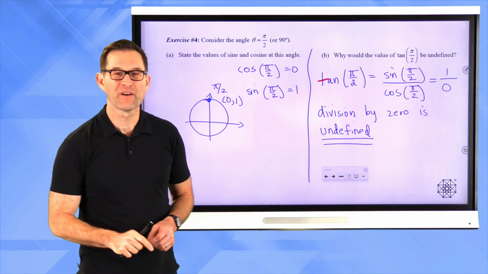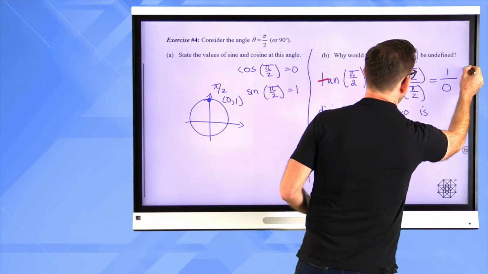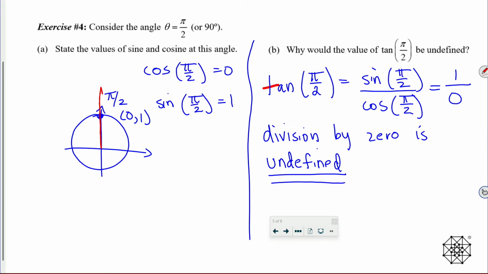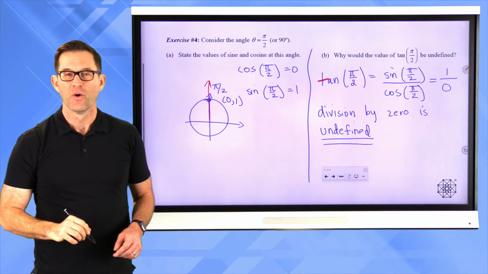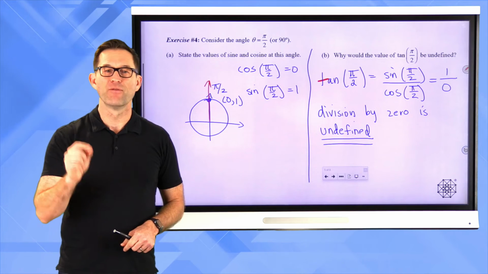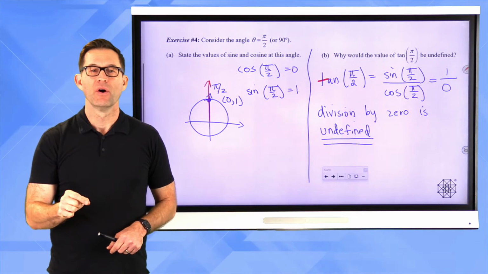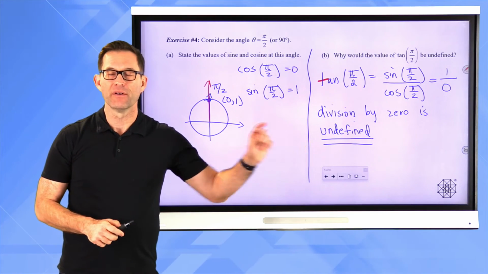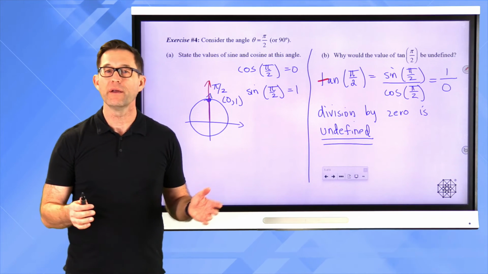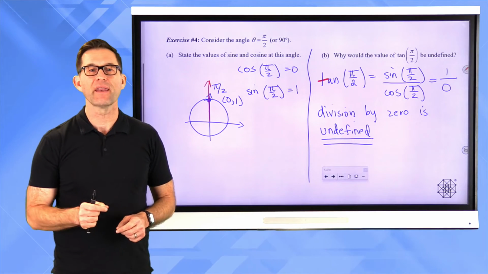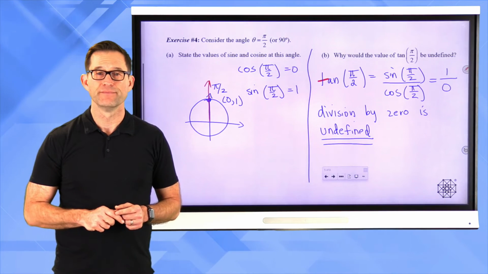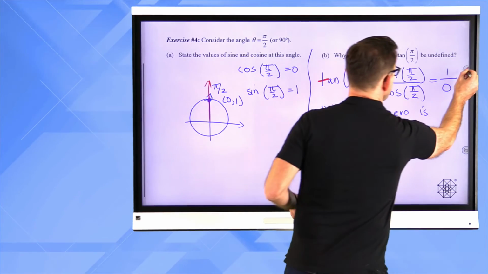Now, just one more time, at least one more time, right? If the tangent is truly the slope of the terminal ray, well, that's the terminal ray. It's a vertical line, and vertical lines have no slopes, or better yet, they have undefined slopes, right? And we saw that in geometry. You may have even talked about it in Algebra 1. But here, again, we see that connection between the slope of the terminal ray and the value of the tangent. Great. All right, let's keep going.